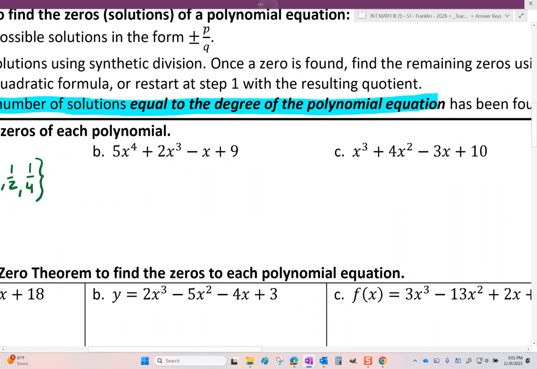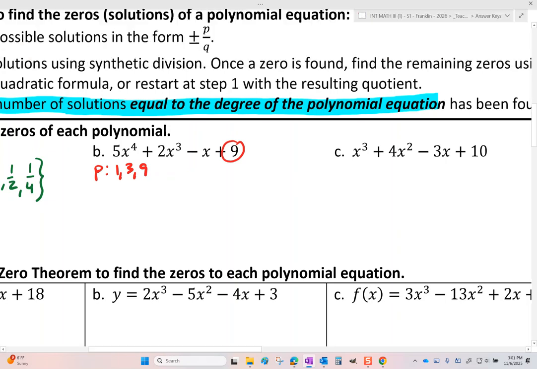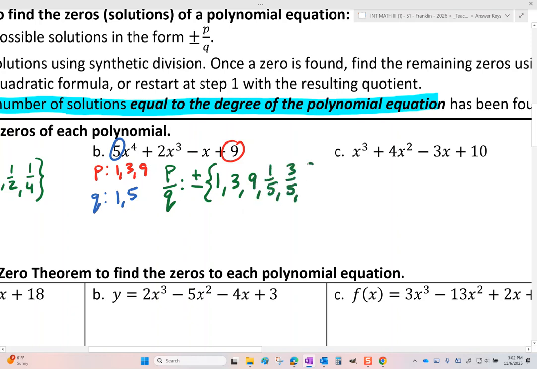All right, let's generate a few more here. We got our P numbers for example B, the factors of 9, that's 1, 3, and 9. And for Q, the factors of 5 are 1 and 5. So our potential zeros, P over Q, are positive and negative, 1 over 1, 3 over 1, 9 over 1, and then 1/5, 3/5, 9/5.